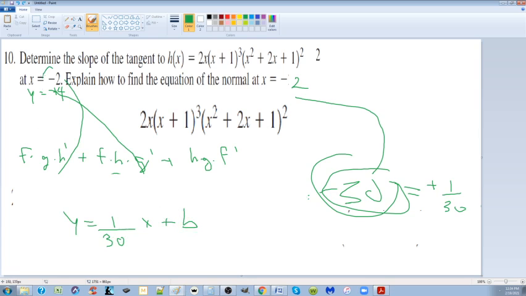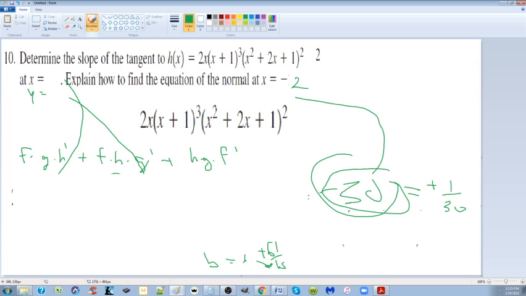Well, I have my two values of x. That's why I did it. So I got 4 for y and minus 2 for x. So minus 2 times 1 divided by 30 becomes minus 1 over 15. And keep your thing over, minus 1 over 15. So b is going to be equal to 4 plus 1 over 15. And if you want to put that into a full fraction thing, it's 61 over 15.